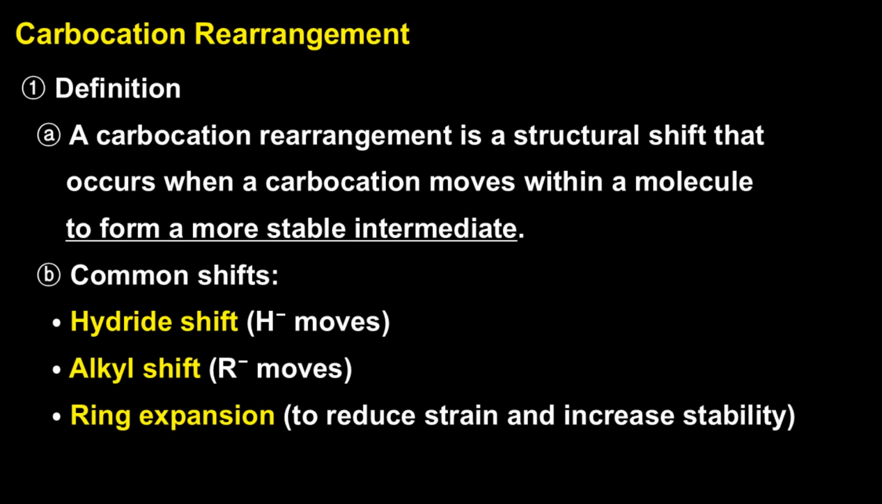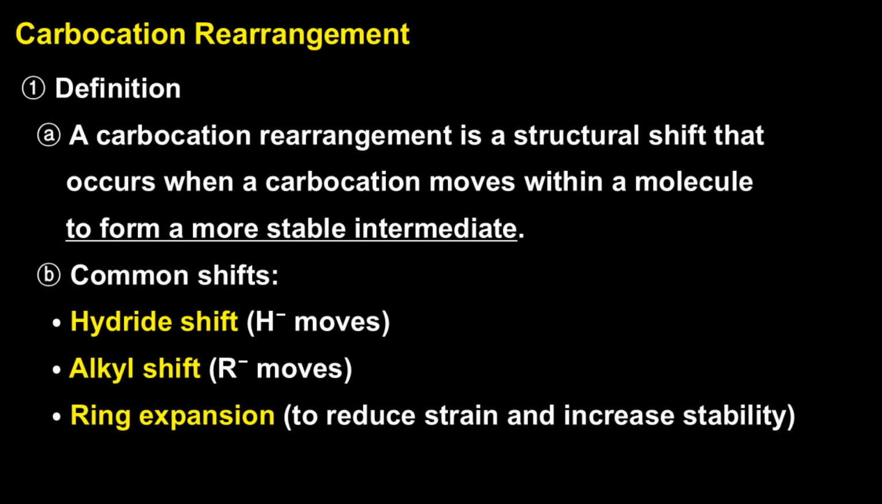Carbocation rearrangements come down to one key factor, stability. When a carbocation forms, it doesn't always stay in the same spot. If there's a path to becoming more stable, the molecule will take it. That's exactly what's happening during a carbocation rearrangement. But of course, if rearranging doesn't significantly increase stability, the carbocation simply stays put. Typically, rearrangements only happen when there's a noticeable boost in stability.